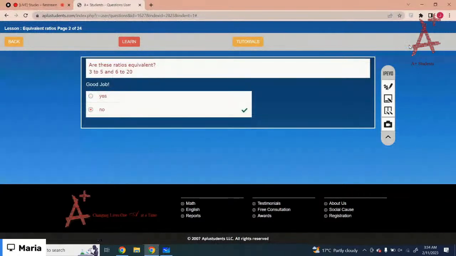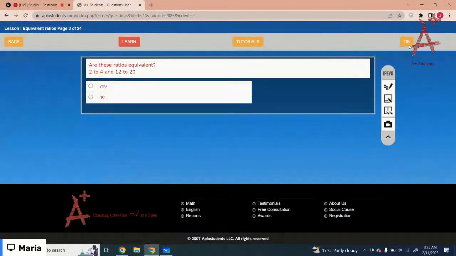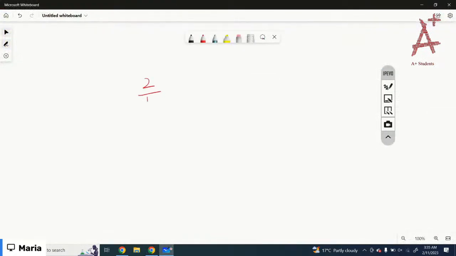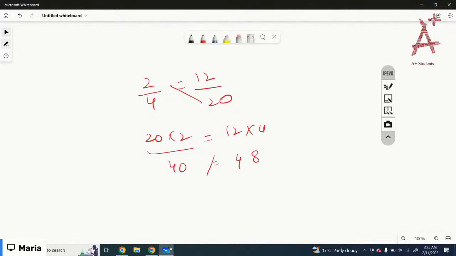Okay, let's just move on to the next one. The next one is, are these ratios equivalent? 2 to 4 and 12 to 20. Got it? Just do cross multiplication, so it would be 20 times 2 is 40 and they are not equivalent. They are not equal. So no, they are not equivalent. Got it? The correct option is no.